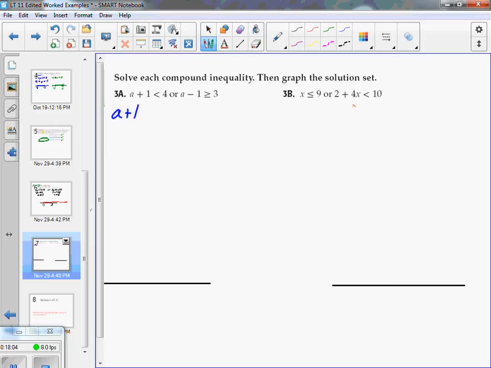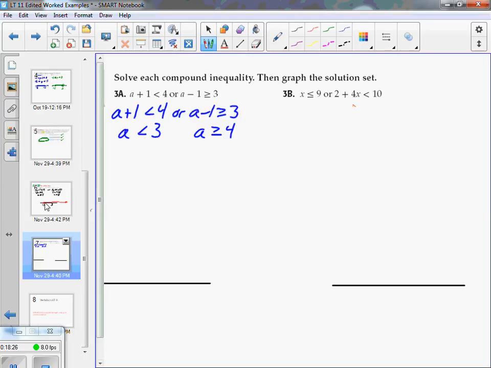A plus 1 is less than 4. Subtract 1 from both sides. A is less than 3. Or A minus 1 is greater than or equal to 3. Add 1 to both sides. A is greater than or equal to 4.